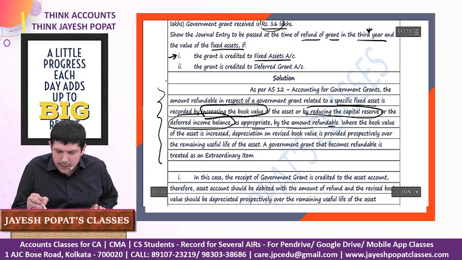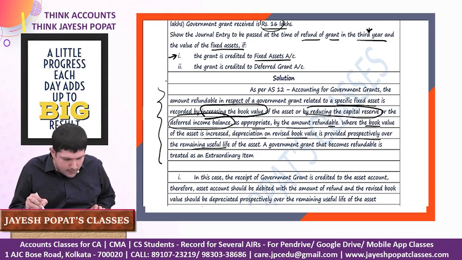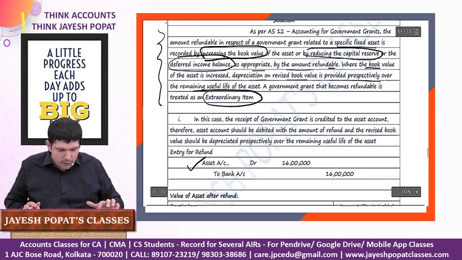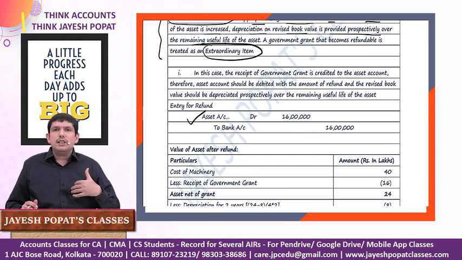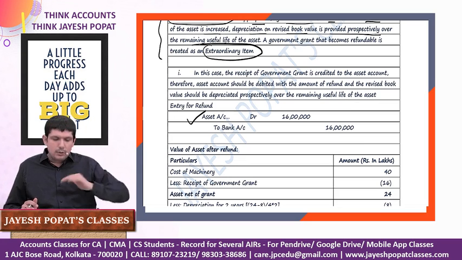By the amount refundable, where the book value of the asset is increased, depreciation on the revised book value is provided prospectively over the remaining useful life of the asset. A government grant that becomes refundable, very important, is to be treated as an extraordinary item. So in the first case, when the grant was received, you made an entry bank account debit to machinery account. When it is refundable, you will make an entry machinery account debit to bank.